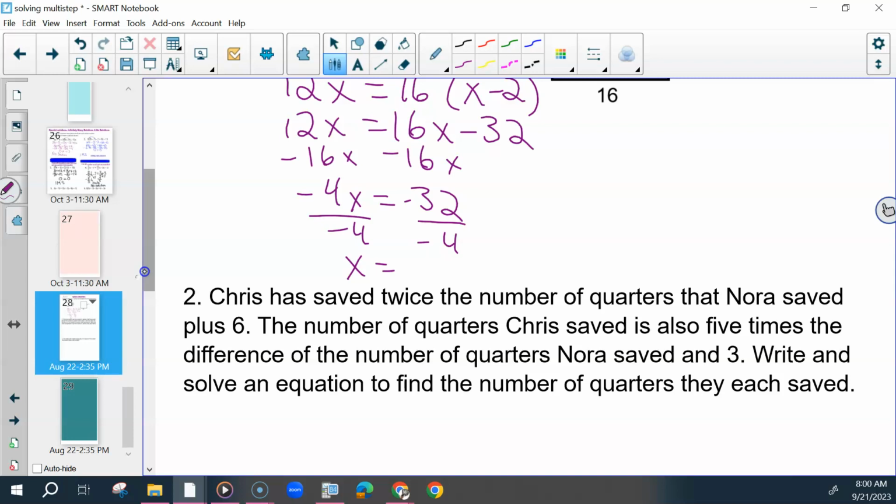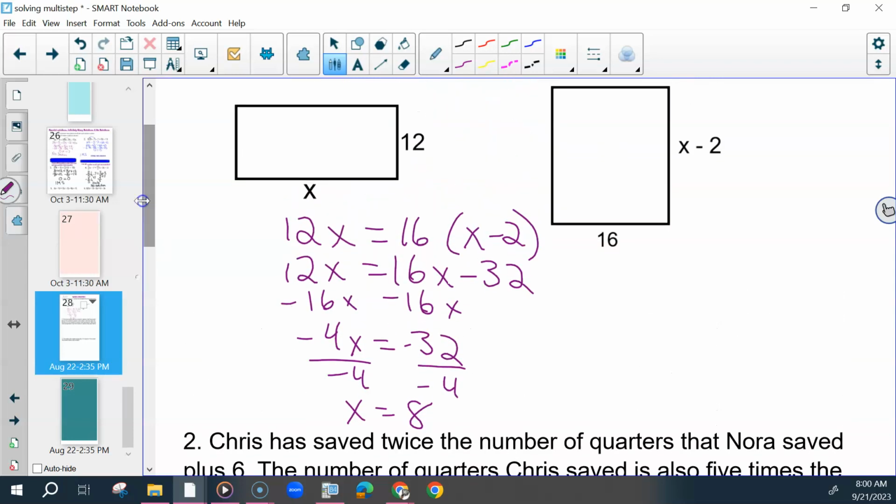So x equals 8. Now this is not the area. This is just this part. So to actually find the area, we have to multiply 8 and 12, or 8 and 16. What is that area? Why did you do 8 minus 2? This was x minus 2. We just figured out that x was 8. Oh, yeah. What is that area? 96.